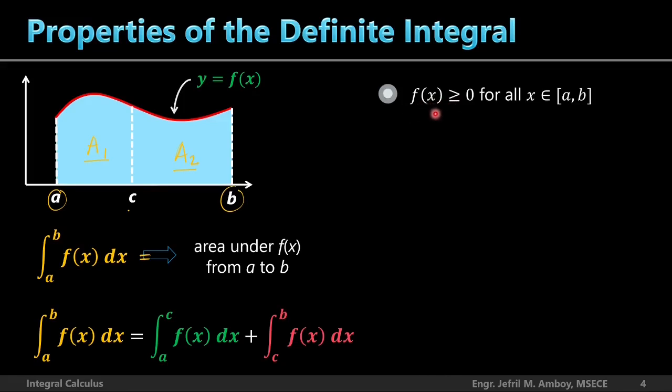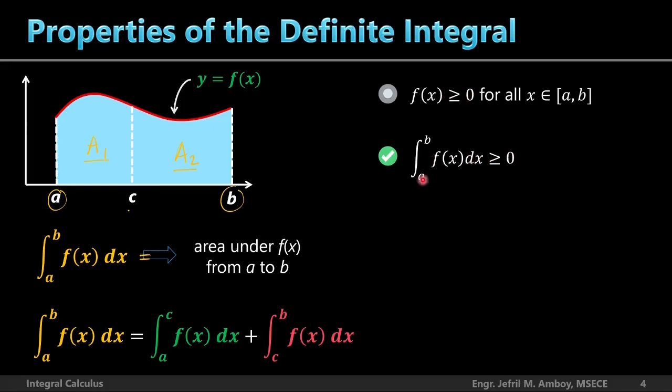If f of x is greater than or equal to 0 for all x's in the interval a to b, ano ang ibig sabihin yan? Kung ang graph ng f of x ay nasa ibabaw ng x-axis, natural, yung area na makukuha ko nasa ibabaw din ng x-axis. Right? And because of that, yung area na yon may positive na numerical value. Okay? Yung makukuha nating area, which is this definite integral, is greater than or equal to 0.